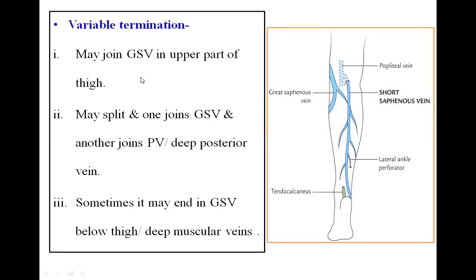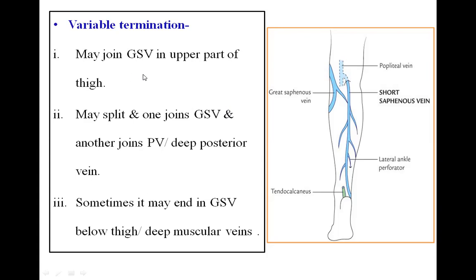It shows variable termination. It may join the great saphenous vein in the upper part of the thigh. It may sometimes directly join with the great saphenous vein in the upper part of the thigh. It may split, and one joins with the great saphenous vein and another one joins with the popliteal vein or the deep posterior vein. Sometimes it may end in the great saphenous vein below the thigh or in the deep muscular veins. So the small saphenous vein shows variability in its termination.